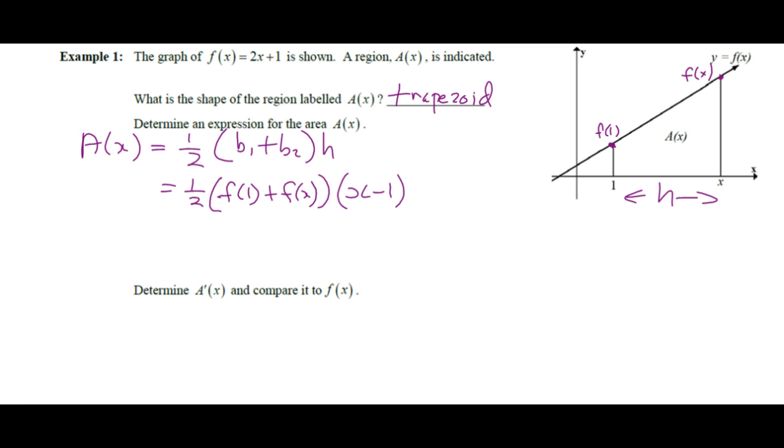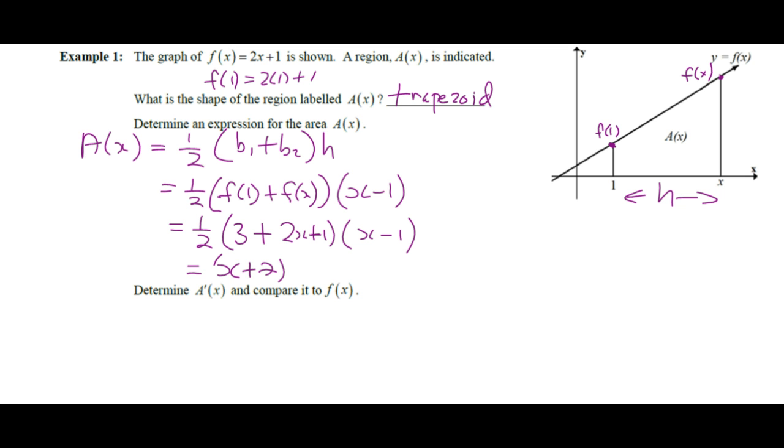All right, well, we actually have the function, so we can work out f of 1. What's f of 1? 2 times 1 plus 1 is 3. So f of 1 is 3, and f of x is 2x plus 1. That's defined. So we've got 1/2 times (3 plus 2x plus 1) times (x minus 1). This is going to be 2x plus 4. We're going to take a half of that, so we'll just go with x plus 2, times x minus 1. And we can expand that out.